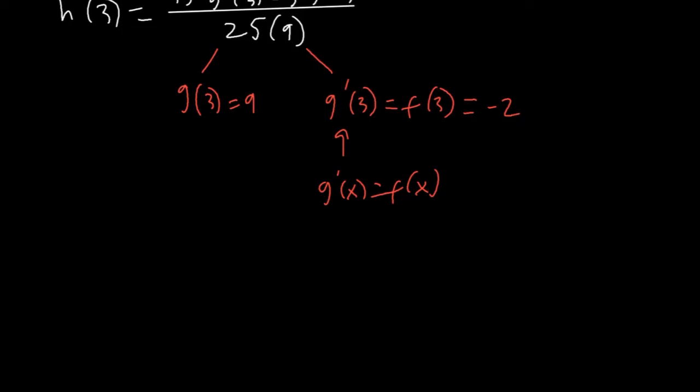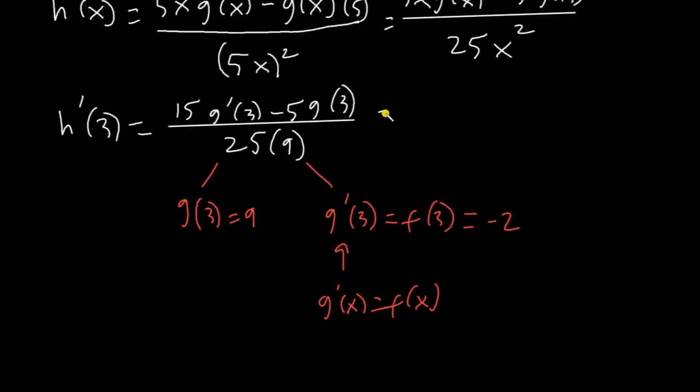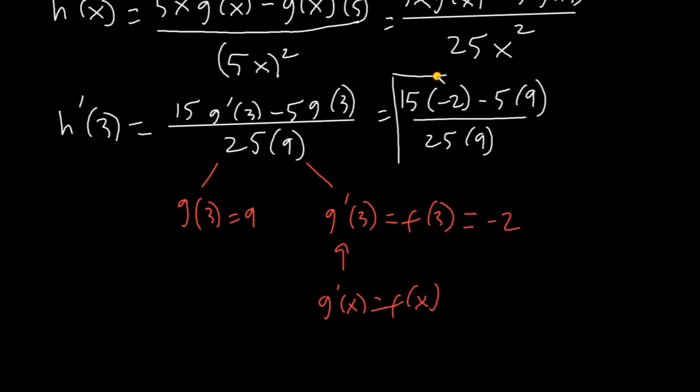Okay. So I'm just going to plug that into h prime of 3. So we have 15 times -2 minus 5 times 9 over 25 times 9. Okay, that's it. This was a 3-point question. 2 points for finding h prime of x, and then 1 point for finding h prime of 3.